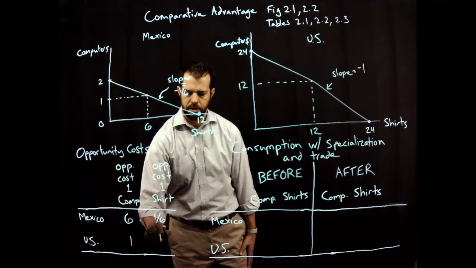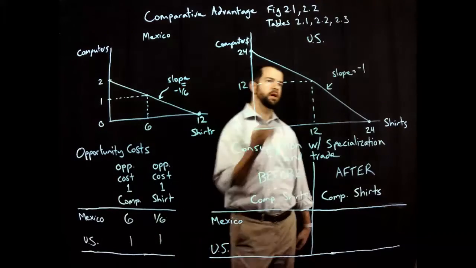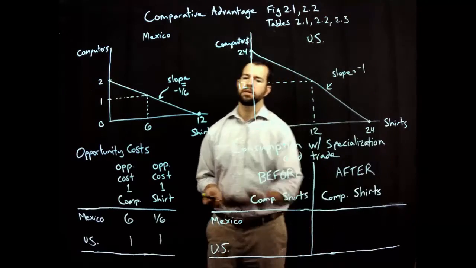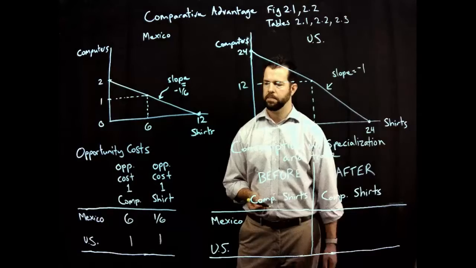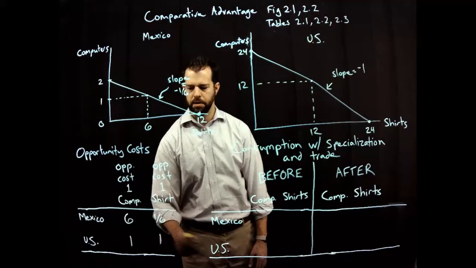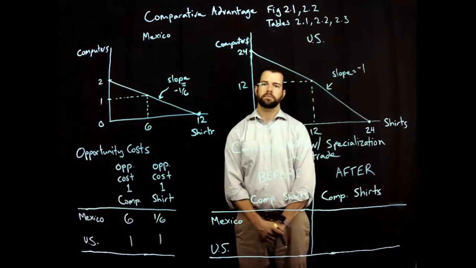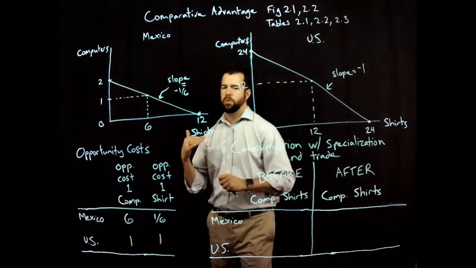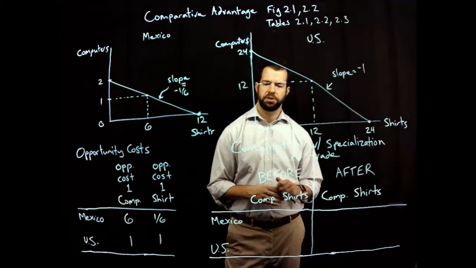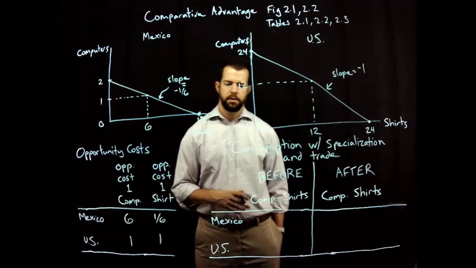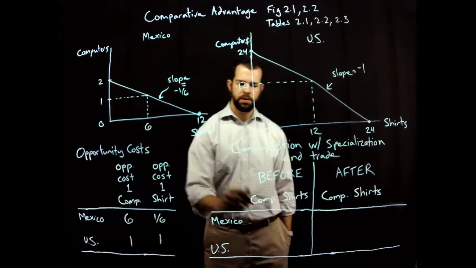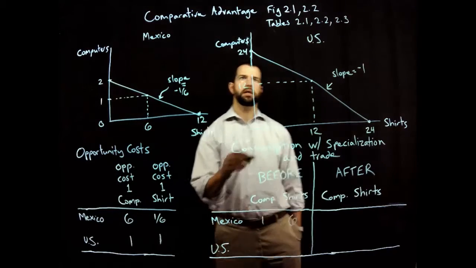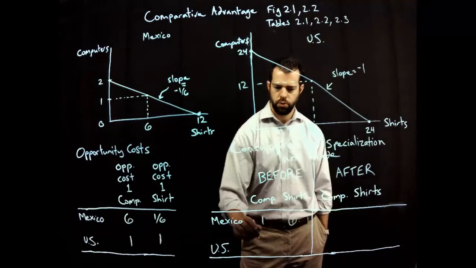So you can see that the slope of the production possibilities frontier, its magnitude, is equal to the opportunity cost of increasing the x-axis good. It's just shown here and here. So what is their consumption? Well, their consumption before specialization and trade would be that Mexico would have 1 computer and 6 shirts, and the United States would have 12 computers and 12 shirts.